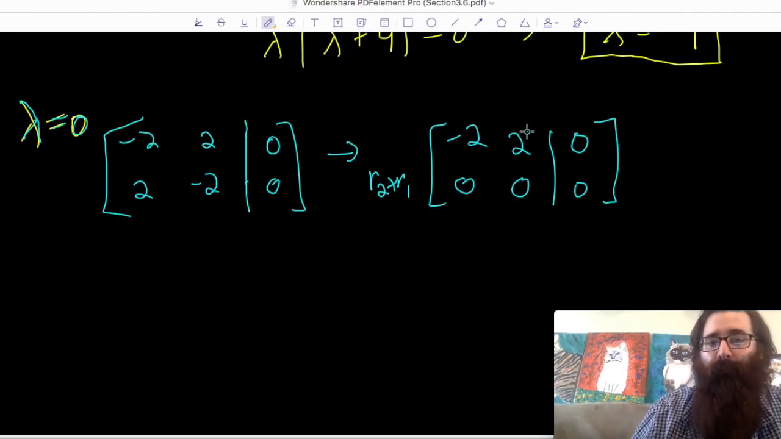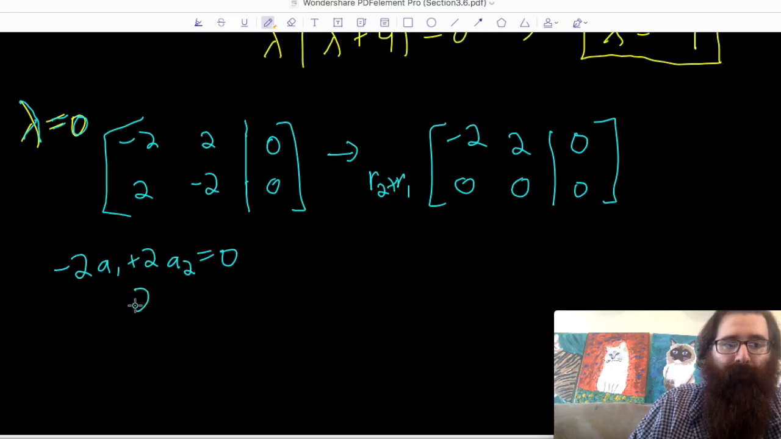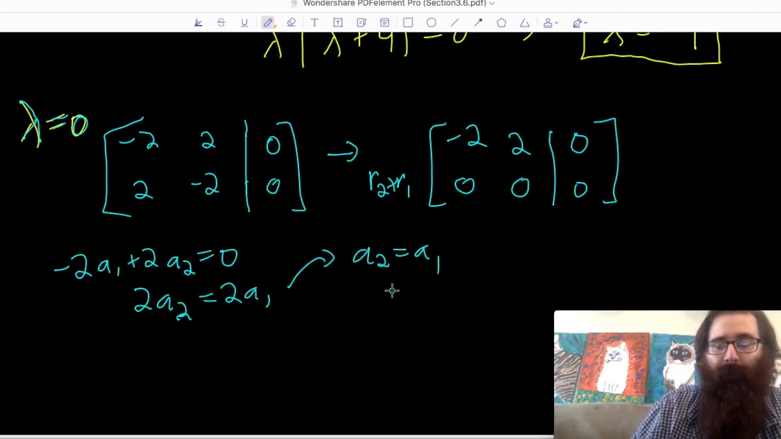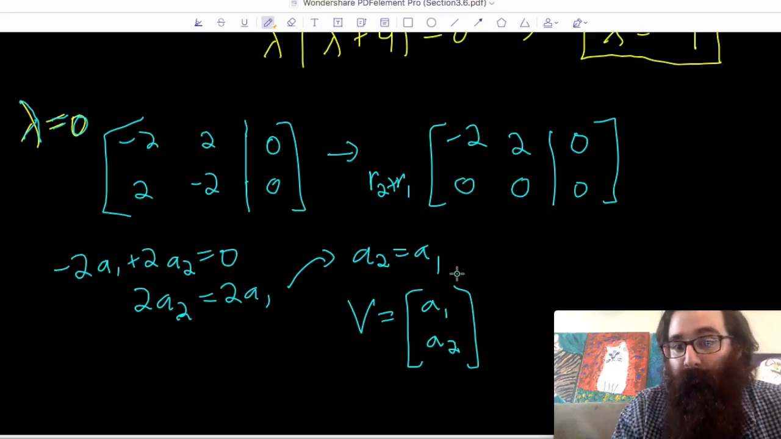Think about this top row as an equation that's saying negative 2 times a sub 1 plus 2 times a sub 2 equals 0. Or if I move this term over, that means 2a sub 2 is equal to 2a sub 1. Dividing both sides by 2, this means a sub 2 is equal to a sub 1. Now my vector that I'm trying to build in general should be a vector with entries a sub 1, a sub 2. And I know a relationship between them, that they're in fact equal.